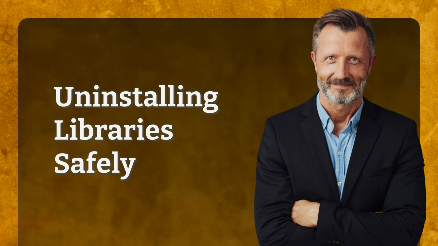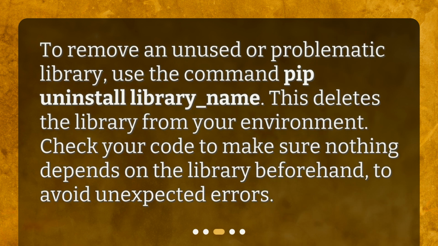Uninstalling libraries safely. To remove an unused or problematic library, use the command pip uninstall library name. This deletes the library from your environment. Check your code to make sure nothing depends on the library beforehand to avoid unexpected errors.